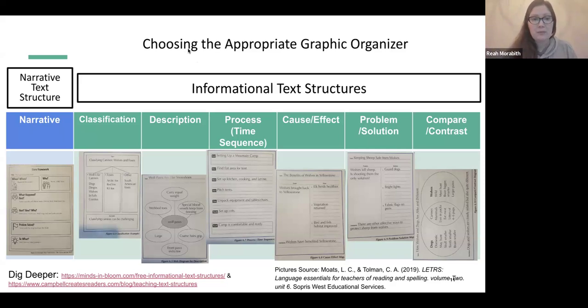But if you want them to maybe have a time sequence, be able to follow that linear path of this happened and this happened and this happened, then you would use the process or a time sequence graphic organizer or activity. So understanding what the purpose is of your text and the type of text you have is very important in supporting your students in reading texts in your class.